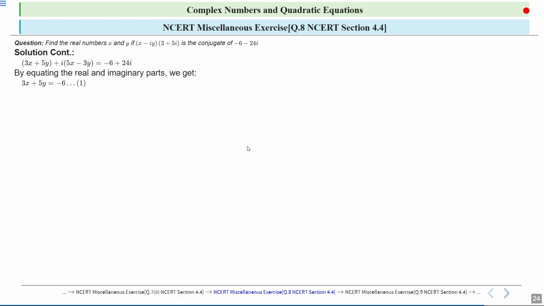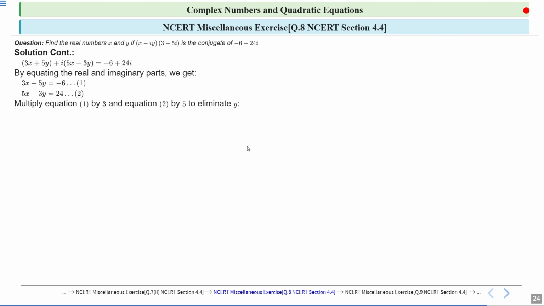Let's equate the real parts of both sides. The real part on the left side is 3x plus 5y and the real part on the right side is minus 6. So we have the equation 3x plus 5y equals minus 6. This will be our first equation. Next, let's equate the imaginary parts. The imaginary part on the left is 5x minus 3y, and on the right it is 24. So our second equation is 5x minus 3y equals 24.